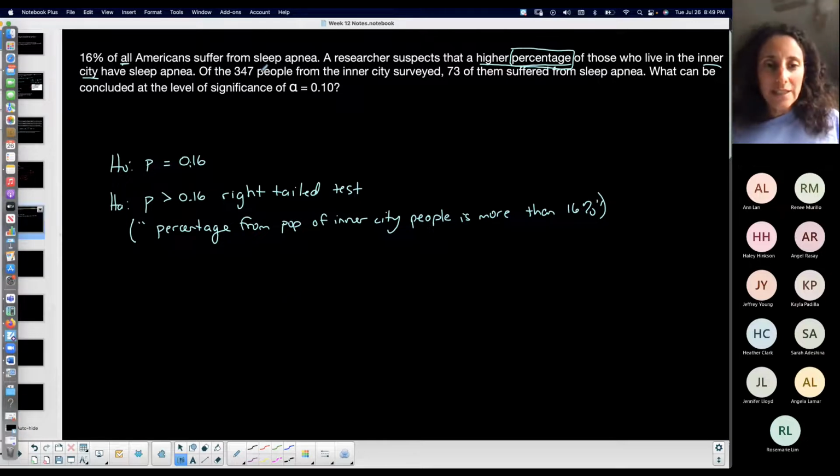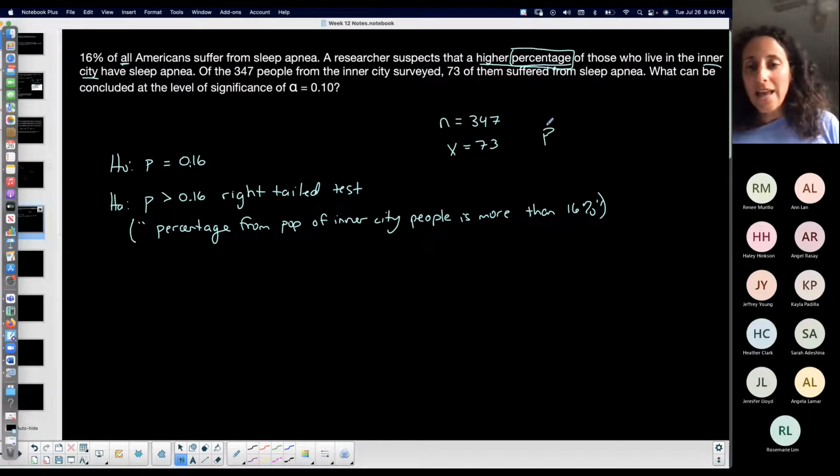Of the 347 people from the inner city surveyed, so what is this now? That's N, the sample. So we're taking stuff from a sample now, right? We want to determine something for a population of inner city people, so we're taking a sample of them. 73 of them from this sample suffer from sleep apnea. So what's that? My X is 73, yeah.